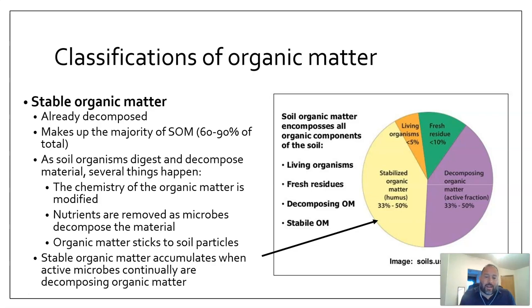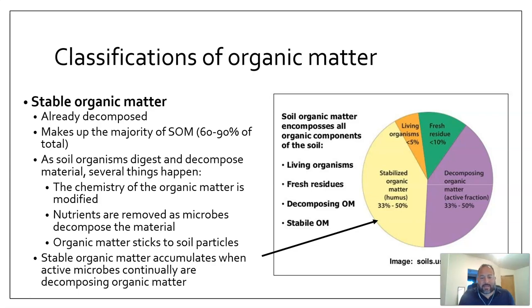So your active organic matter is going to be anywhere between 40 to 10% of your soil organic matter, whereas your stable organic matter is going to be anywhere between 60 to 90% of the total. As soil organisms digest and decompose the material, several things are going to happen. The chemistry of the organic matter is going to be modified, and the nutrients are going to be removed as the microbes decompose the material, and the organic matter is going to stick to soil particles, which is going to become a really important idea.